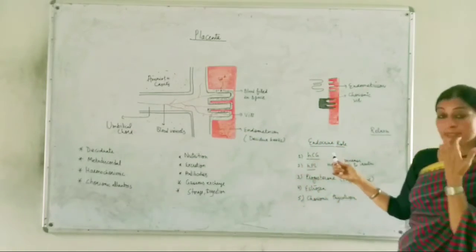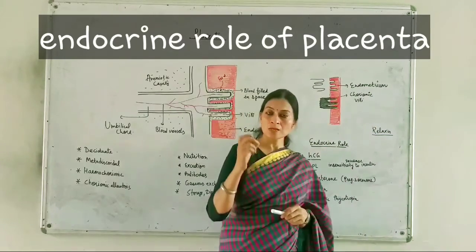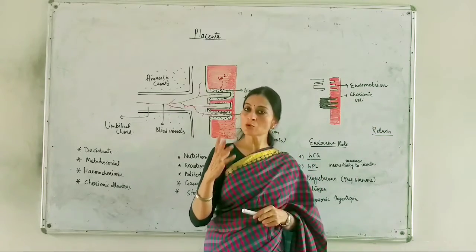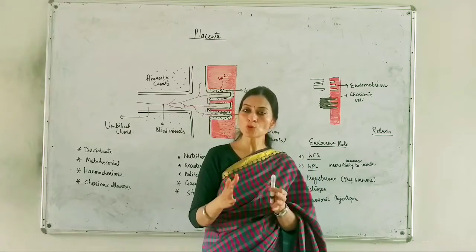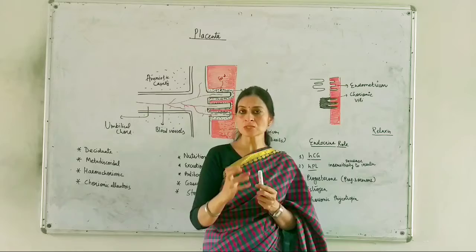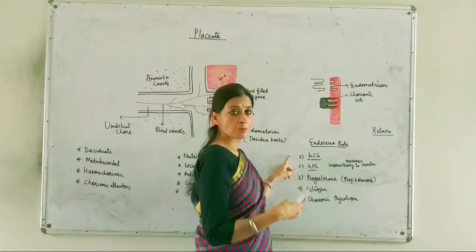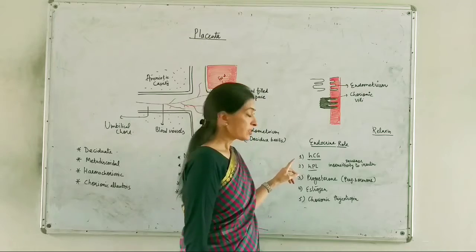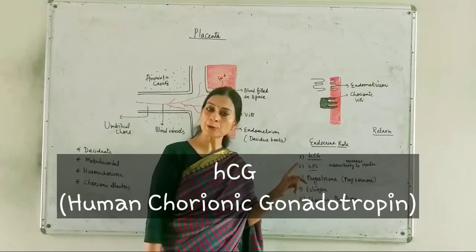But it has endocrine role also. What is endocrine? Endocrine role means the placenta is also going to secrete some important hormones which are very much necessary for development of this fetus. I have got some of these hormones like HCG. HCG full form is human chorionic gonadotropin.